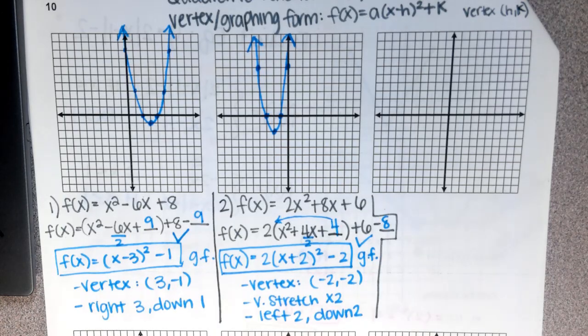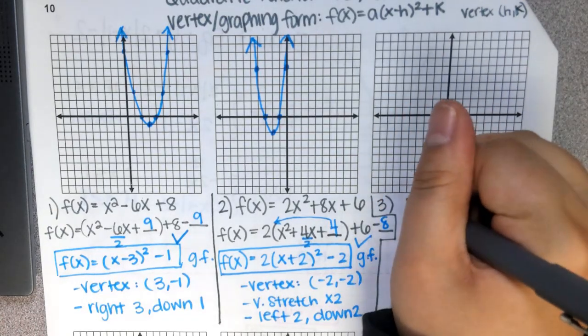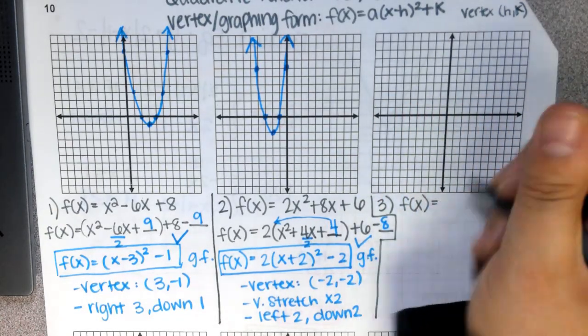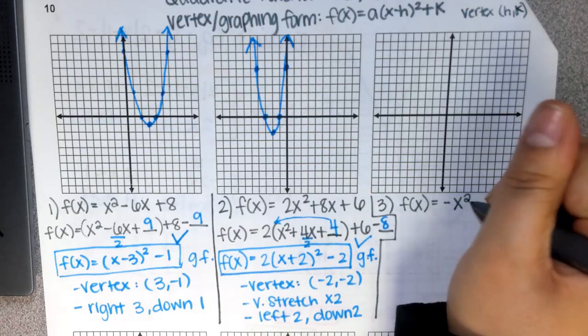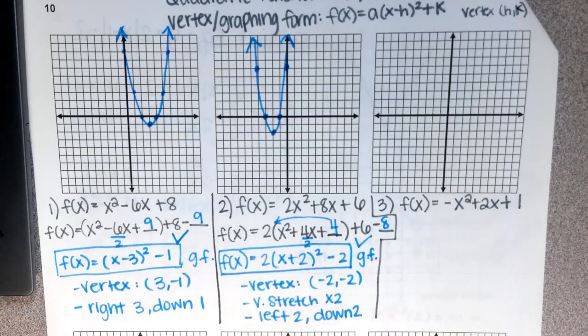Do I have any questions? Am I going too fast? Then I want you to try this one on your own. f of x equals negative x squared plus 2x plus 1.